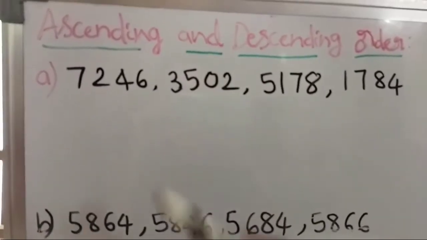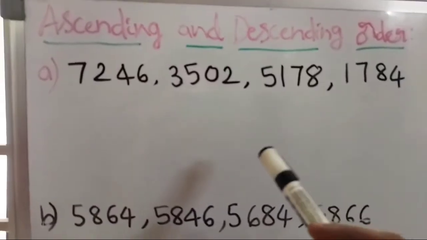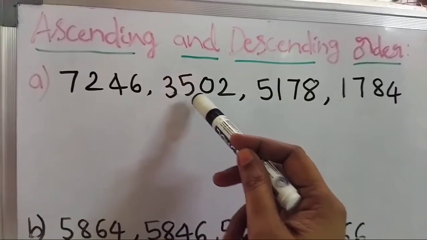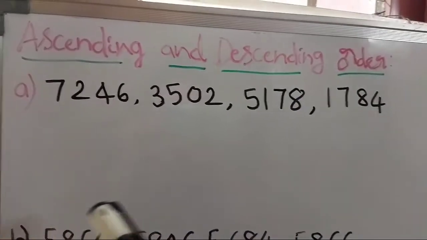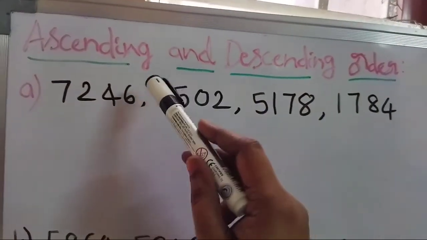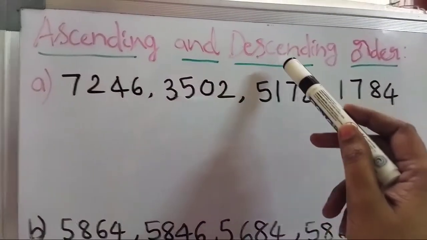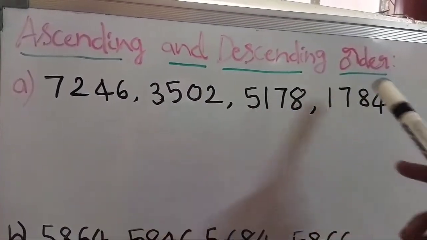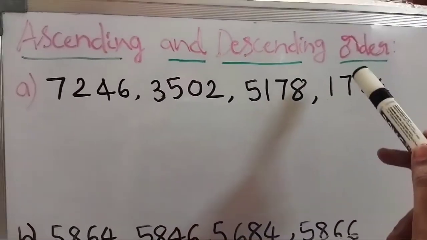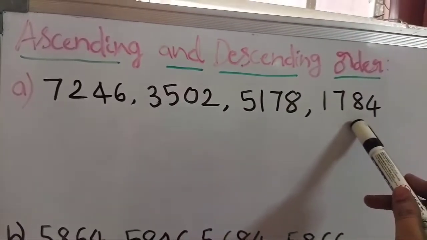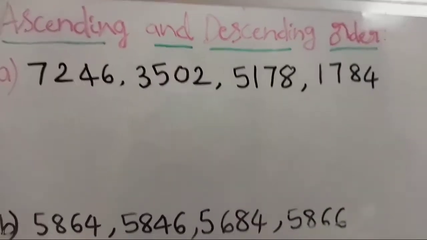This is Sri. Today's topic is ascending and descending order in 4-digit numbers. What is ascending order? The numbers are arranged from the smallest to the biggest order, then we say it is ascending order. What is descending order? The numbers are arranged from the biggest to smallest order, then we say it is descending order.